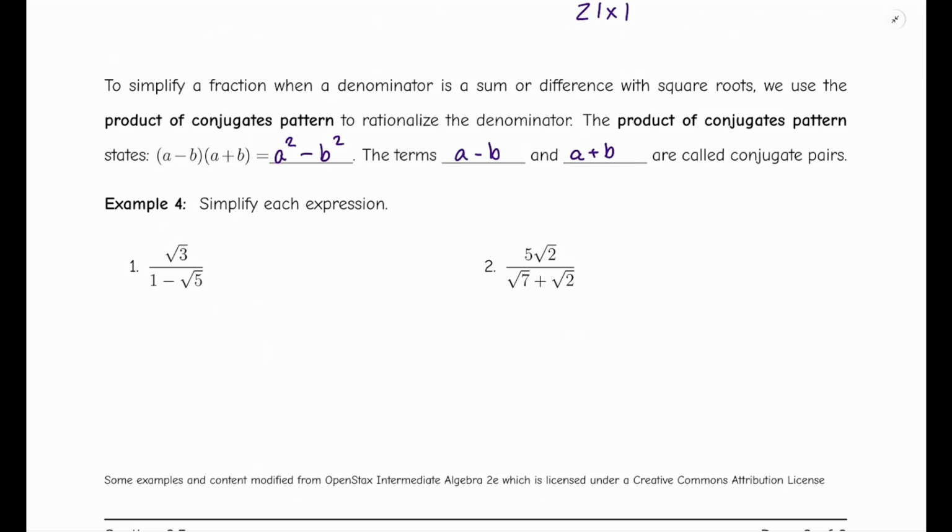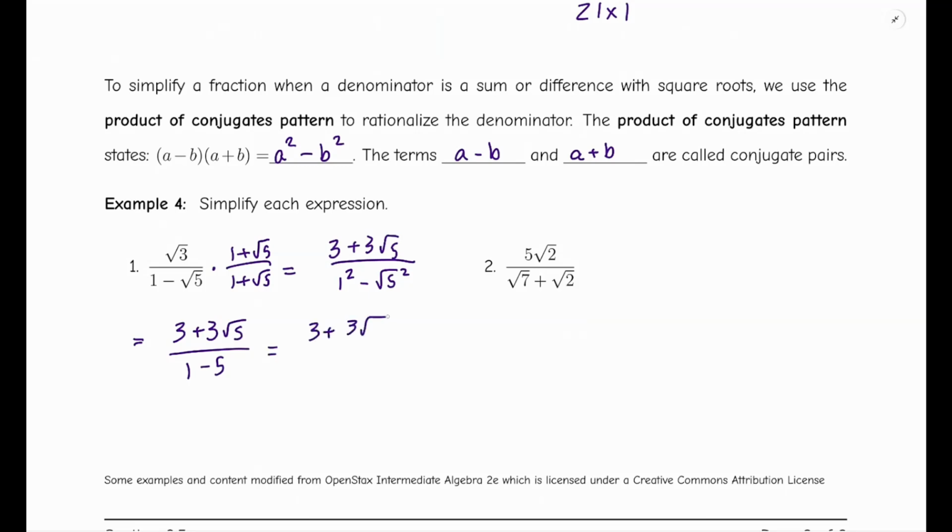Square root of 3 over 1 minus square root of 5. So I have a difference of square roots in the bottom. So I'm going to multiply by the conjugate pair, which is 1 plus the square root of 5. So we get square root of 3 plus square root of 15 on top. And then using the difference of squares formula, we get 1 squared minus the square root of 5 squared on the bottom. So we get the top over 1 minus 5, which is negative 4.